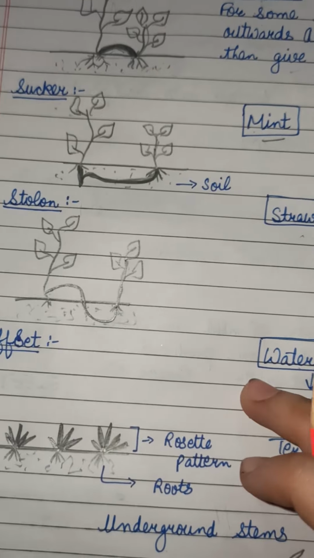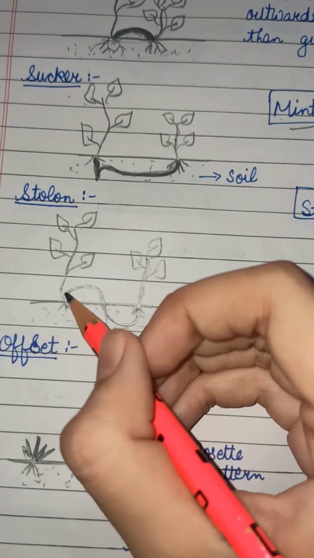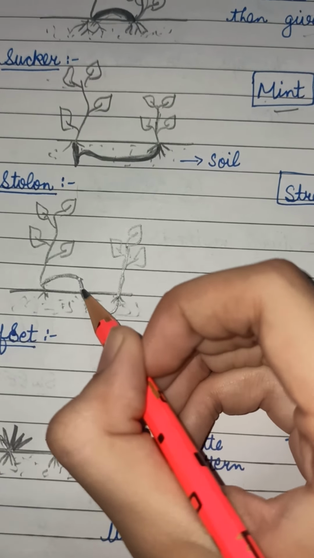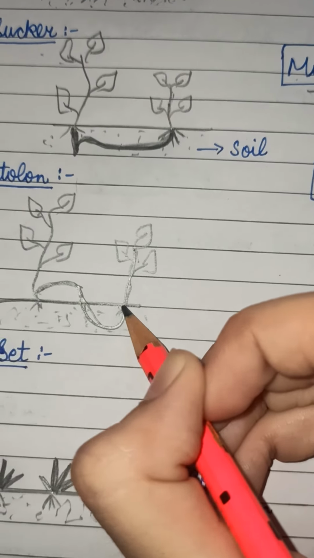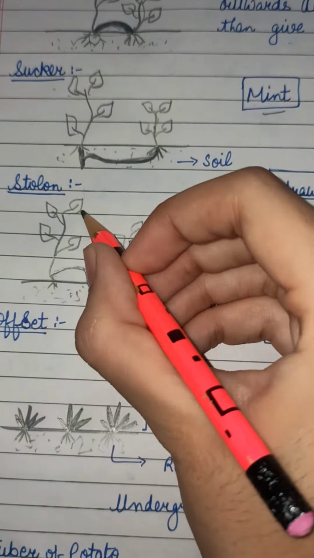Next is our stolon. It is found in strawberry. So here you can see that the stem is growing for some length and then underground like this, and then here it is developing into a new plant body. So this is our stolon.